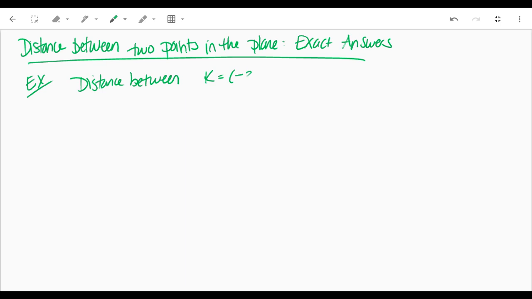So we want to find the distance between K, which is (-2, -1), and H, which is (1, -9). Okay, so the first thing that I always do is just a quick little sketch. I think in ALEKS they might even give you a graph to go with it. There would be K at x = -2, y = -1. It does not have to be to scale. H would be (1, -9).